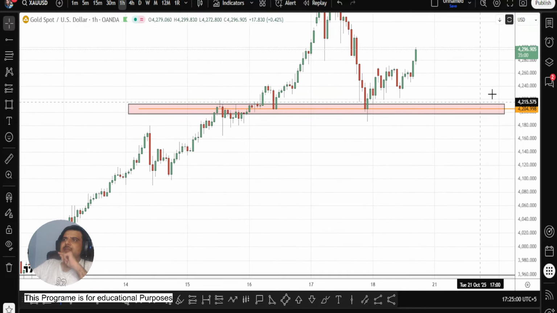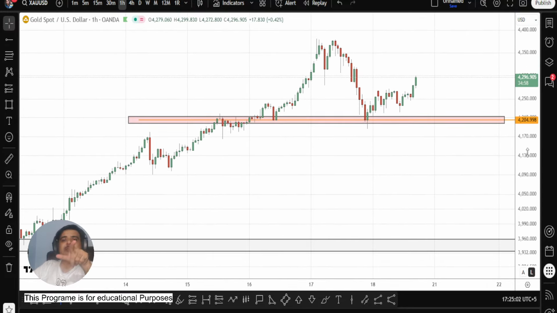I will find out what type of trend it is, if this is a trend. Because when we ignore the trend lines, it is like driving a car without any direction.